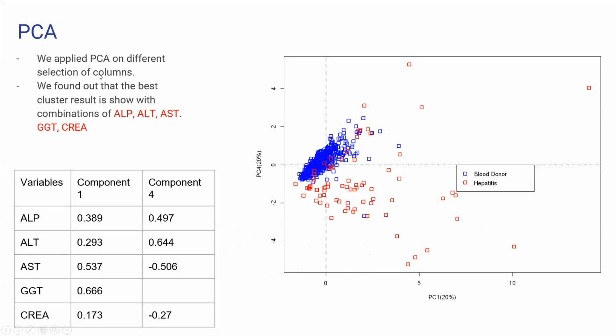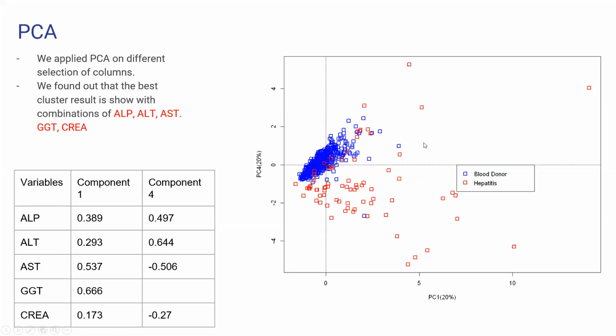And also we apply a PCA on the different selection of columns as mentioned on the few slides before. So the selection of columns is based on those box plots and the observation from the scatter plot itself, to deduce which are the useful columns that we might be using for a PCA. So judging on this PCA, we can see that the PC1 and PC4 have a better clustering where all the blood donors are clustered together and the hepatitis is scattering around.